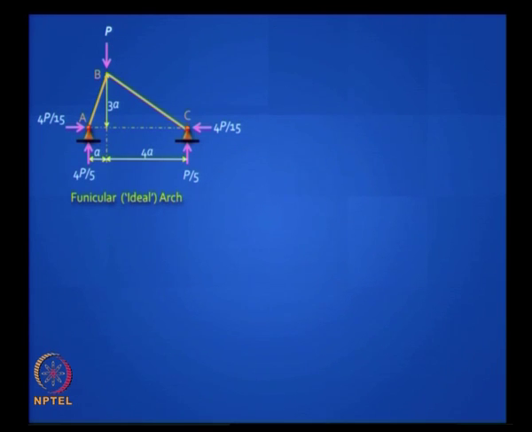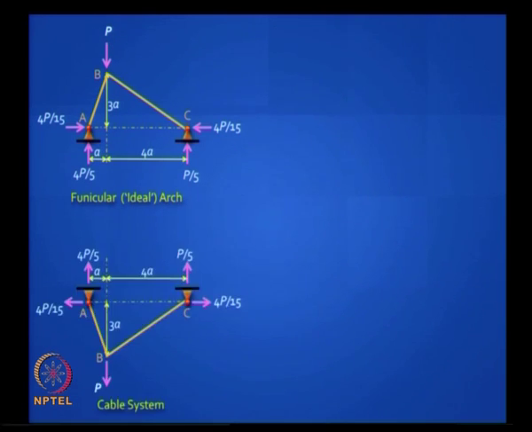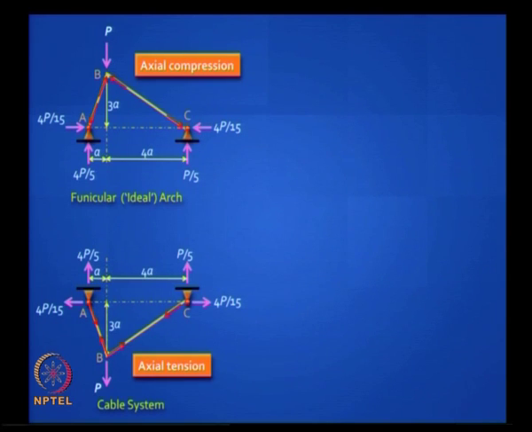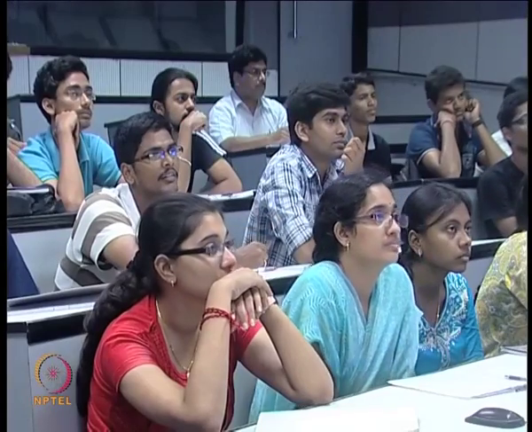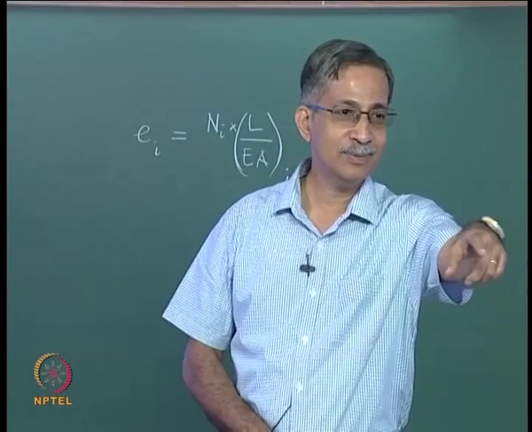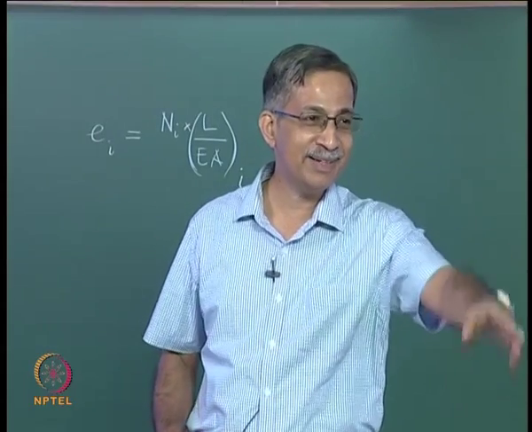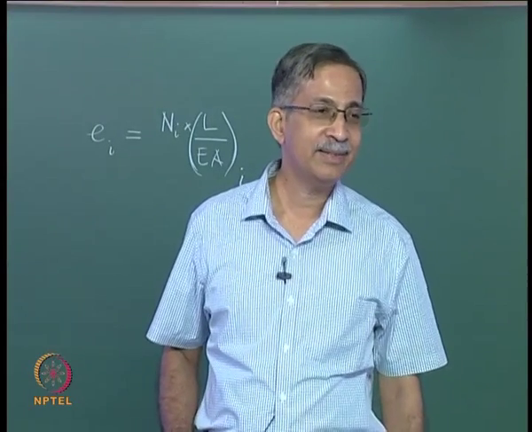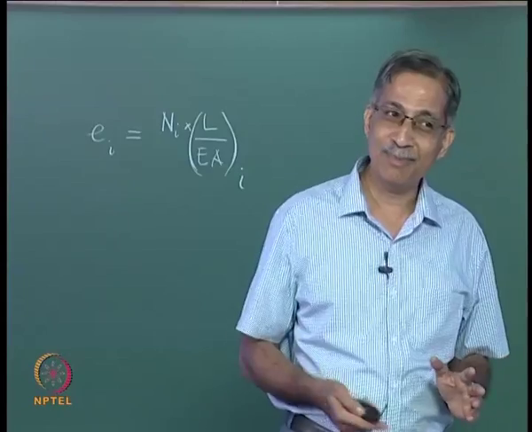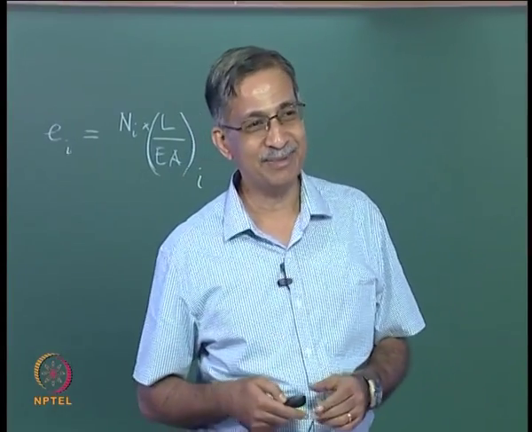In this instance, AB and BC will have only axial compression. If you flip it over, it is like a cable, it will have only axial tension. What is the main difference between an arch and a cable? Compression. Yeah. Who was answering for me? Yeah. Arch takes compression and cable has tension. Right. That's a, but there's some more difference between an arch and a cable.